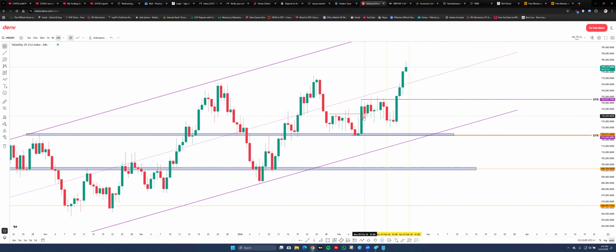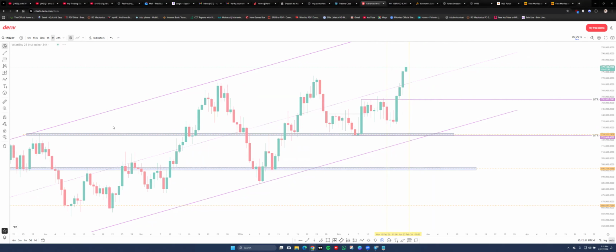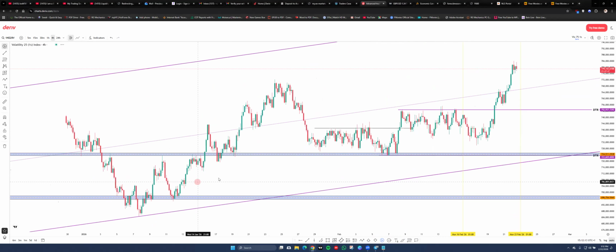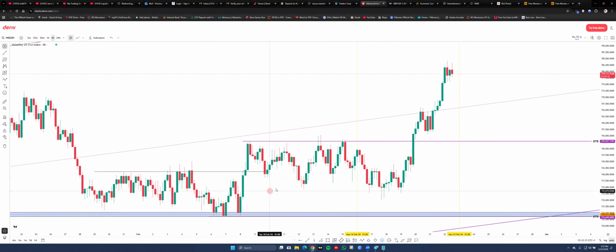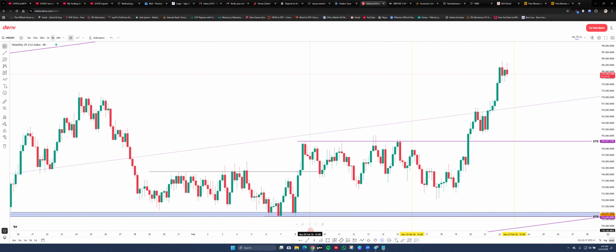We're now going to break it down to a lower time frame to look out for fair value gaps, areas of interest, and all whatnot. Okay, so this is where we are. We are here, on a 4 hours.